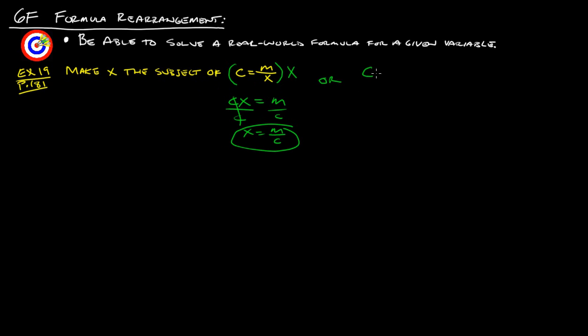Or you could have this, c equals m over x. Since you only have one fraction, like you don't have a fraction plus another fraction or plus a whole number, if you just have one term on each side of the equation, you can cross multiply. So you can put c over 1, and then you could do c times x equals 1 times m, which is m, and then divide by c, just like we did over there, and we get x equals m over c. Either way would be just fine.